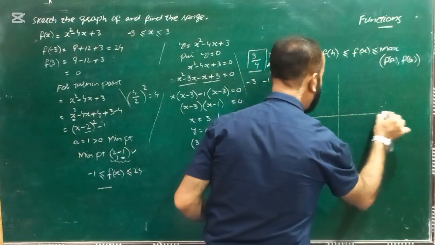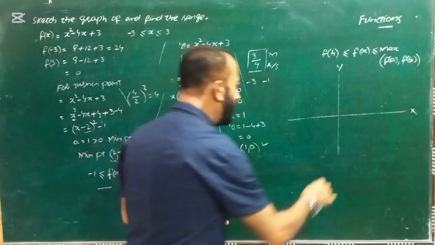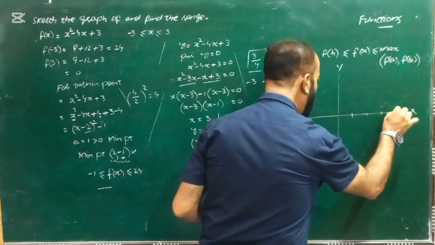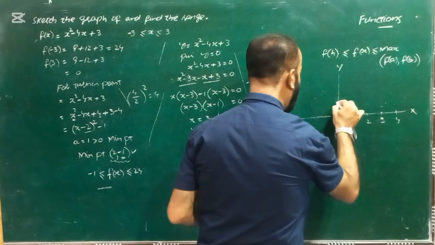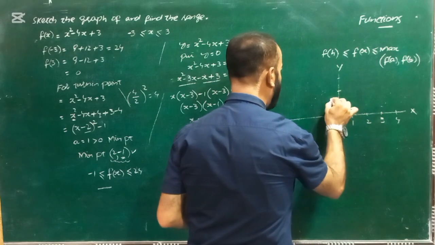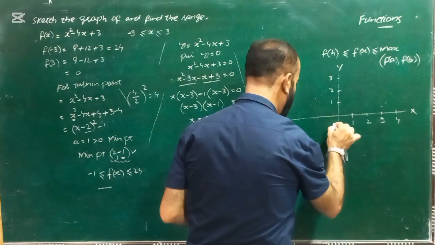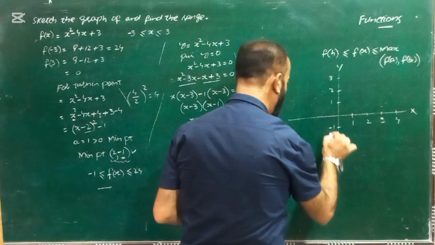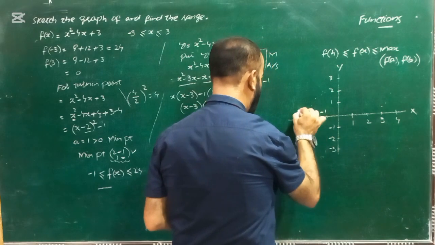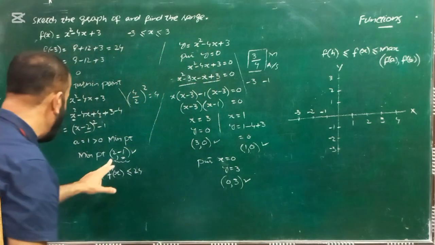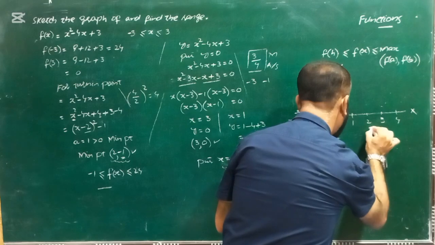So look now, here are the x, y axes. Here are 1, 2, 3, 4. Here are 1, 2, 3. Here are minus 1, minus 2, minus 3. And here are minus 1, minus 2, minus 3. So look now, here is the turning point, that is 2, minus 1. So 2, minus 1, here is the turning point.